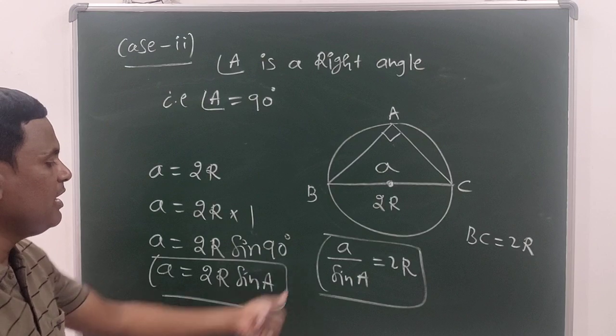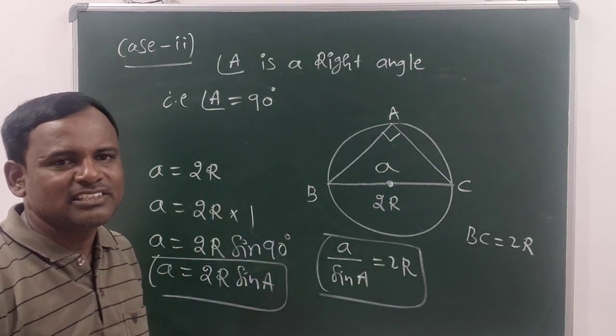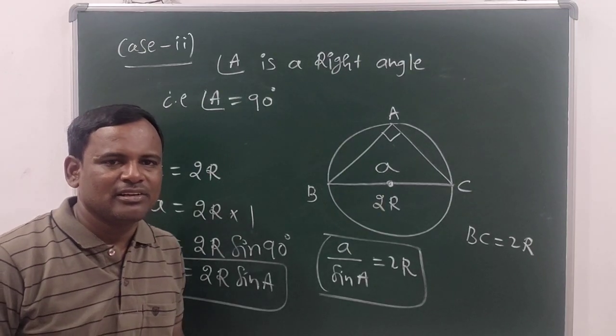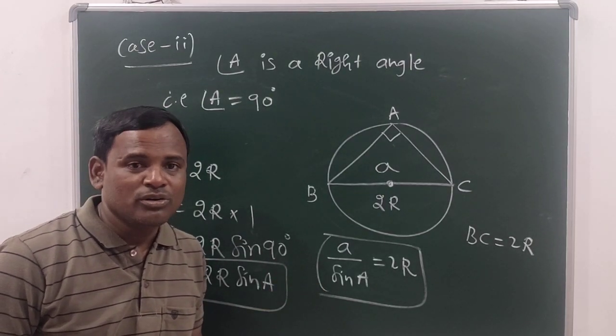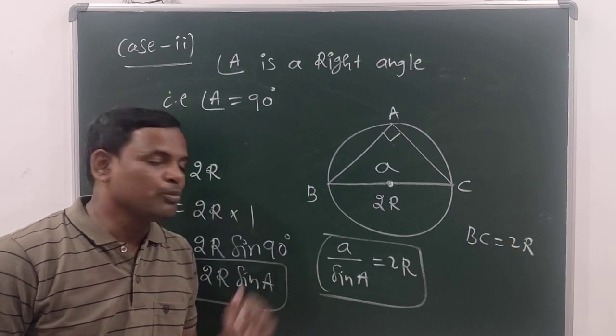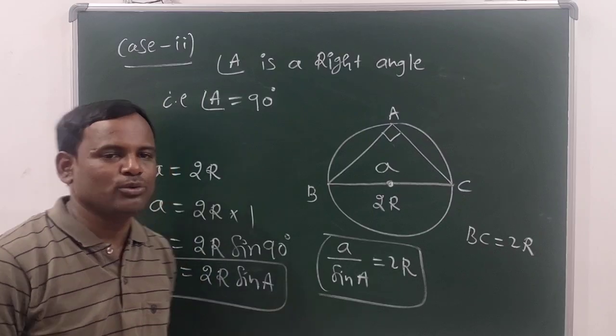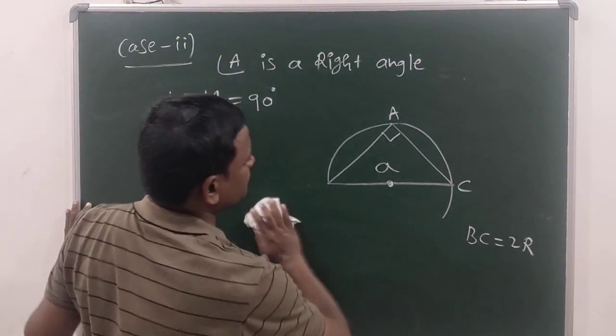Okay, a by sin A equal to 2R, we have also proved when angle A is a right angle. Okay, angle A may be obtuse also, no? So if it is obtuse, then okay, let us go to the proof of a by sin A equal to 2R. That is case 3.